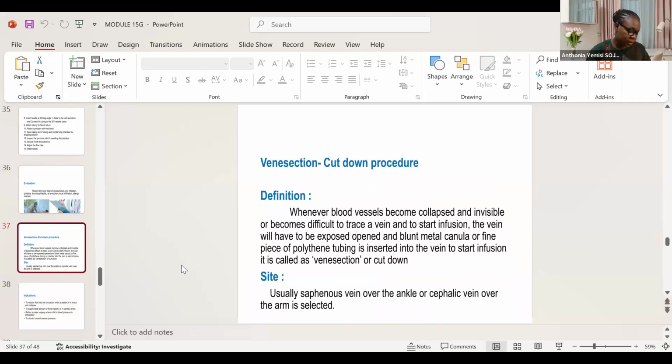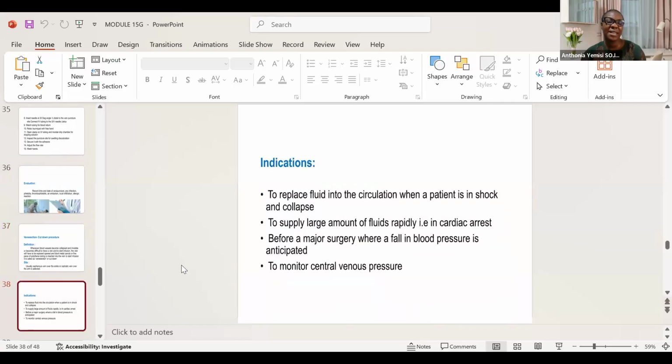Venesection cut down procedures. These are usually done in the hospital for someone that there's no way to get a line for, that has particularly difficult lines. So usually they would make a cut down. It's a surgical procedure. They'll make a cut down into the vein and then visualize the vein and insert a tubing inside.